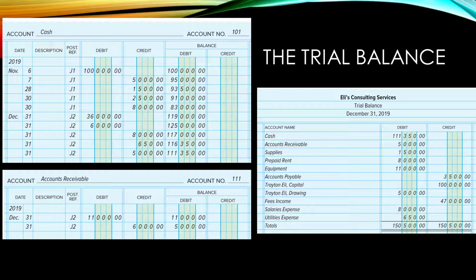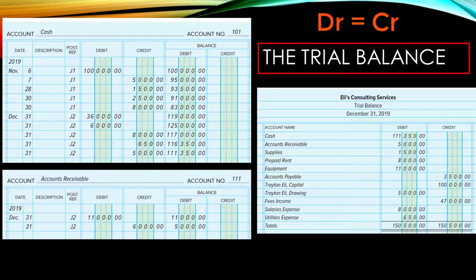Just like we did previously when we were using T accounts and we had finished footing our T accounts, we created a trial balance. The purpose of the trial balance was to ensure that the sum of the debits equaled the sum of the credits. In this case, now that we're using the general ledger, the process is the same. Rather than carrying the balances over from T accounts, we will now carry the ending balances from each ledger account to the same trial balance that we've seen before.